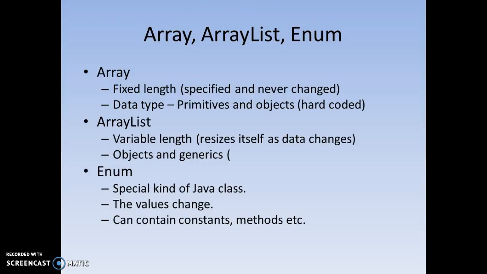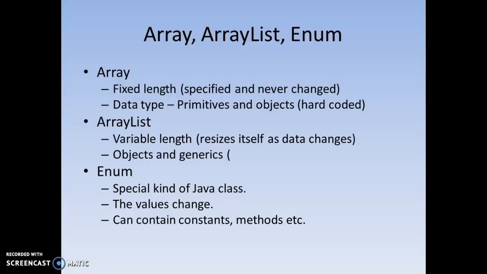So moving on to arrays, array list, and enum. Basically an array is a fixed length. It's kind of like a list. When you create an array, it has to be specified when you create it, and the size of that array or the amount of data that you put in it never changes.